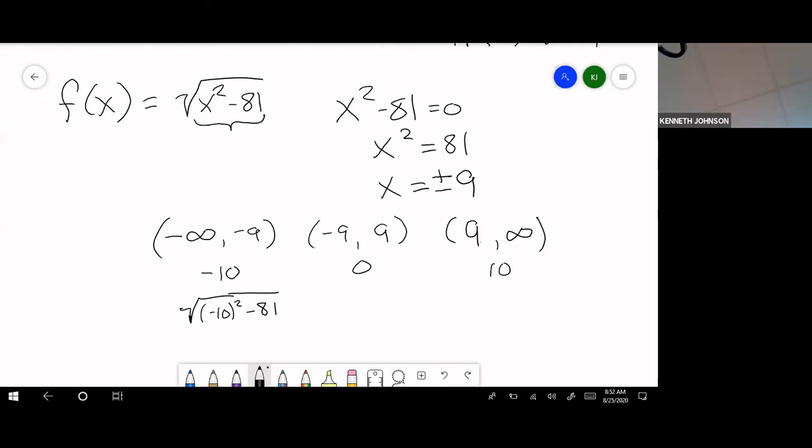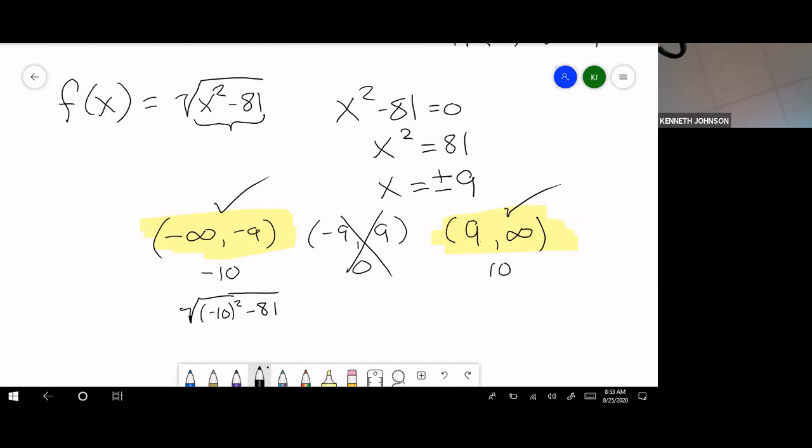Negative 10 squared? 100. 100 minus 81, is that a positive number? Yep, so that one works. Plug in 0. 0 minus 81. Is that a positive number? Nope. And 100 minus 81. So these two worked. This one and this one. What's in the middle didn't work.